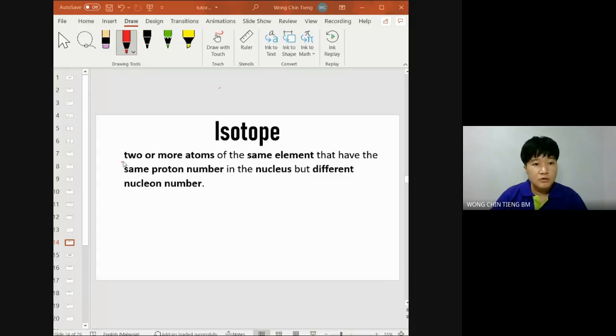So isotope: two or more atoms of the same element, they must be from the same element, that have the same proton number in the nucleus but different nucleon number. So the changes, I think you have learned this in your SPM. The changes that you might come across is this last sentence.